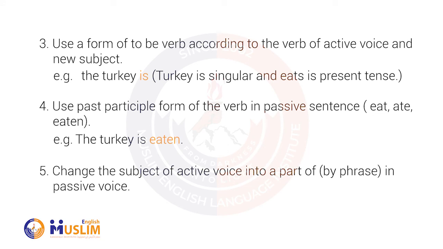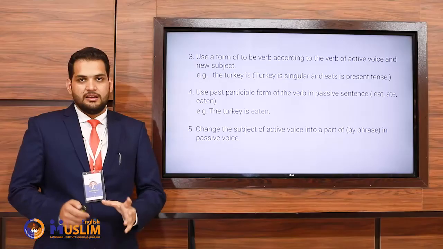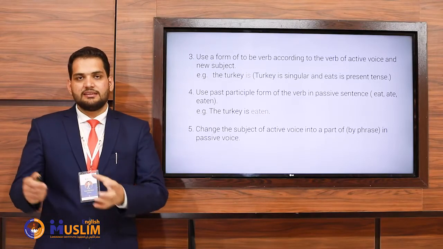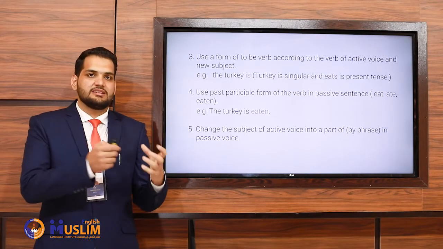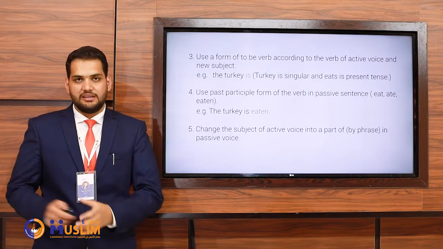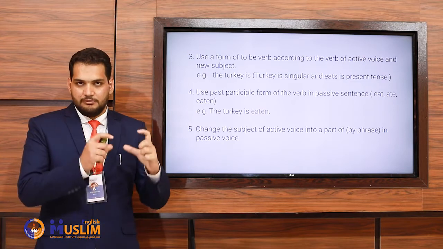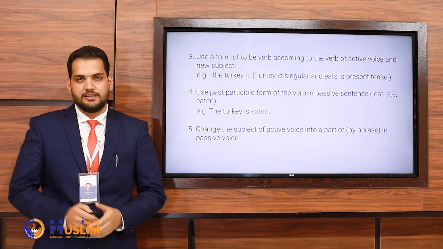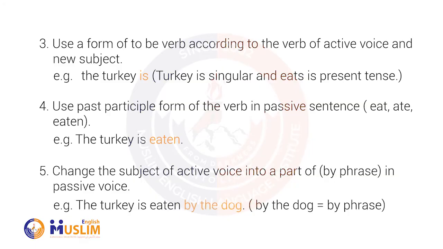Step number 5, and this is the last one. Change the subject of active voice into a part of by phrase in passive voice. In passive voice, the object of active voice becomes the new subject, and the subject becomes a part of by phrase. By phrase means by plus the new object. For example, the turkey is eaten by the dog. In this sentence, by the dog is the by phrase.